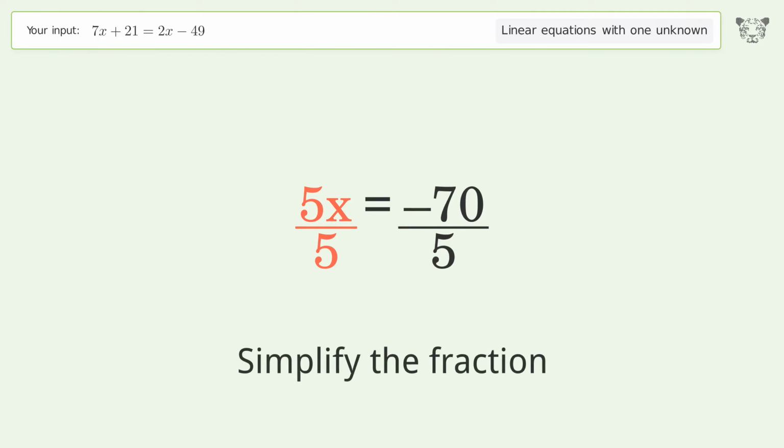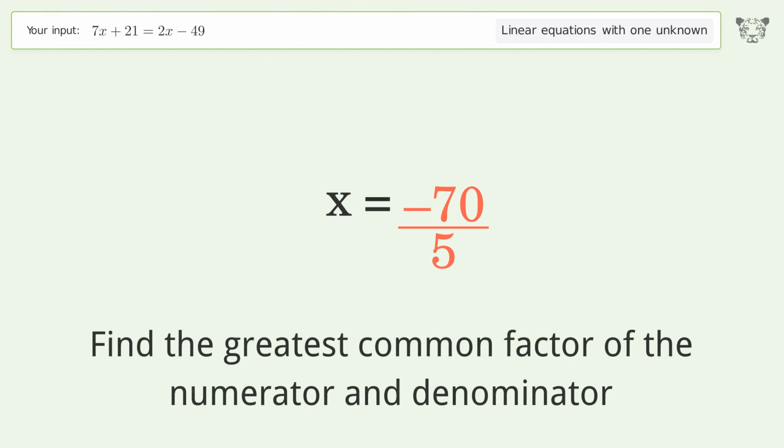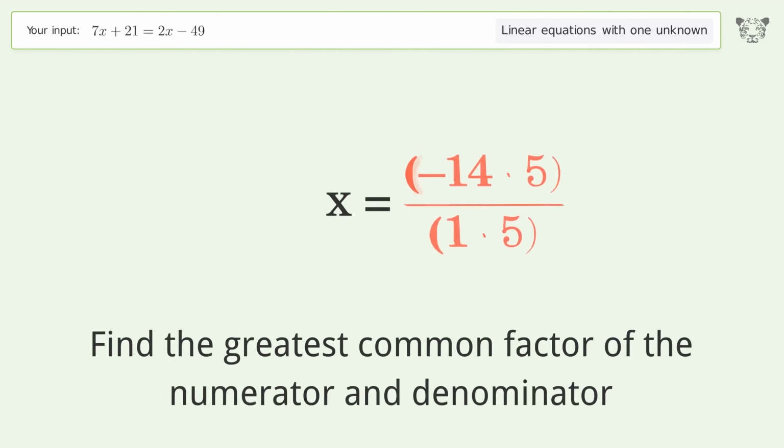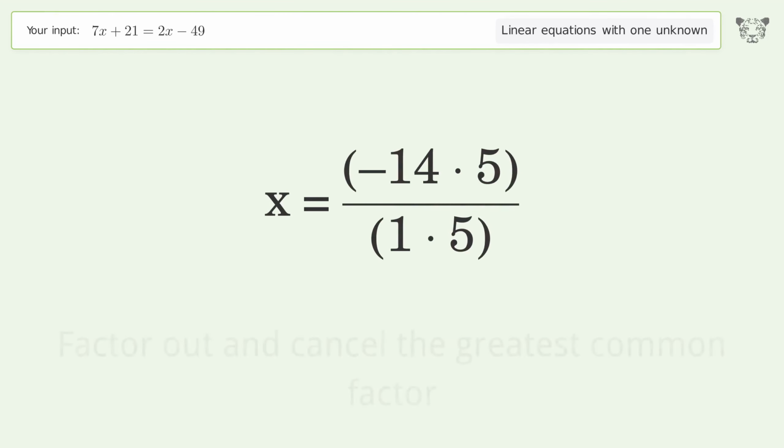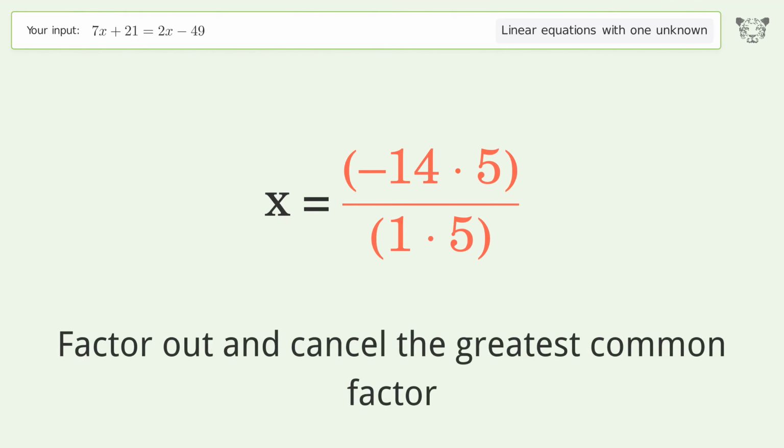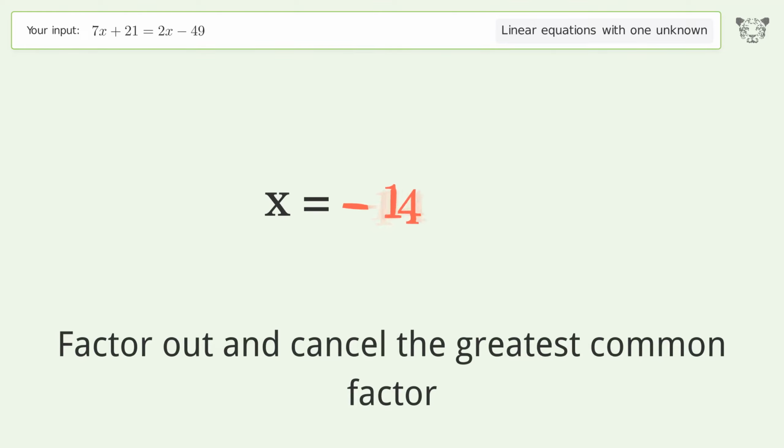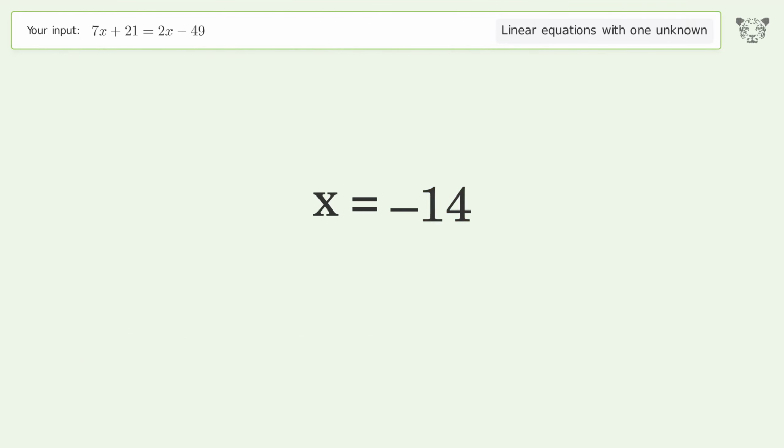Simplify the fraction. Find the greatest common factor of the numerator and denominator. Factor out and cancel the greatest common factor. And so the final result is x equals -14.